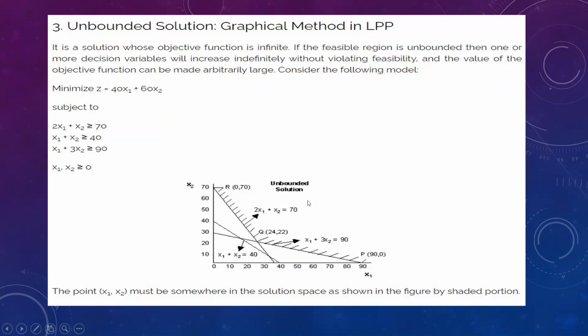That is, your objective function can be made infinitely large. You cannot say that this is the point where we get the maximum or minimum value of z. It goes on increasing as we move further.